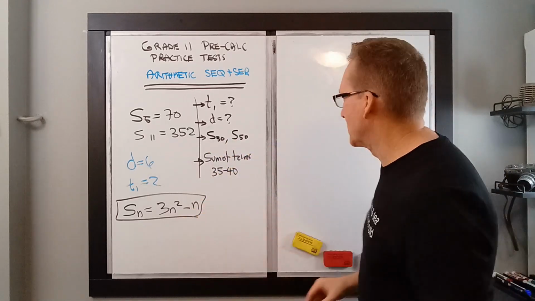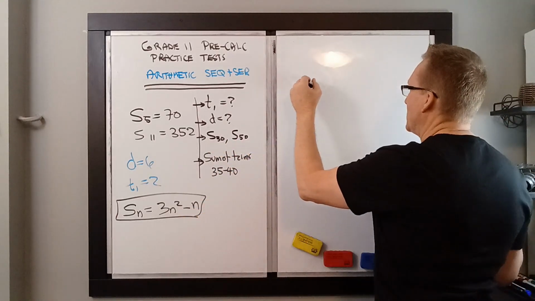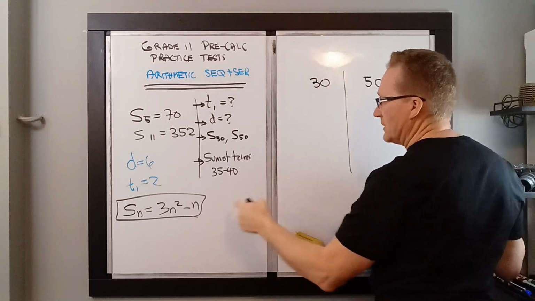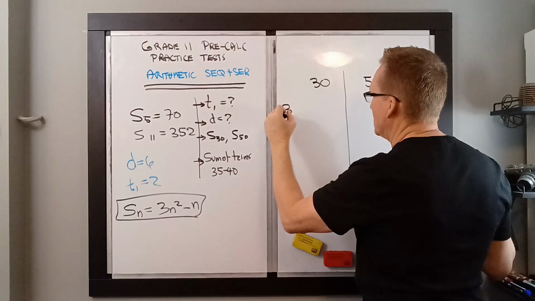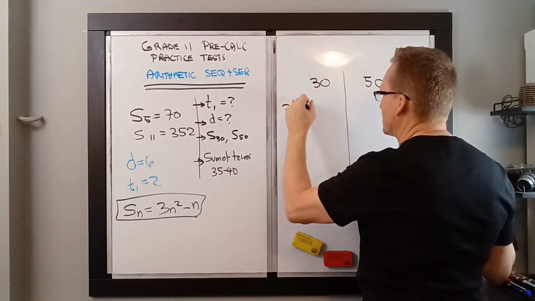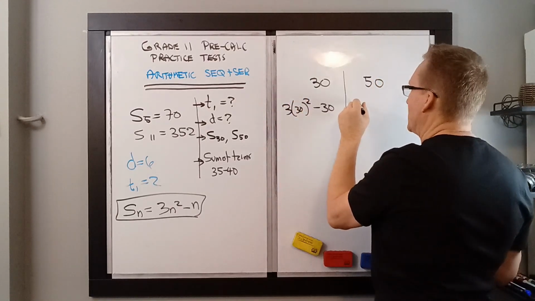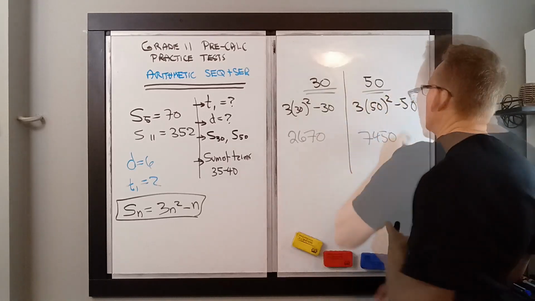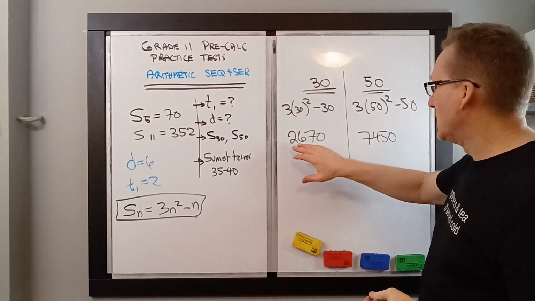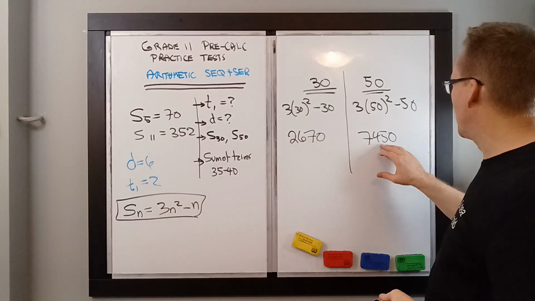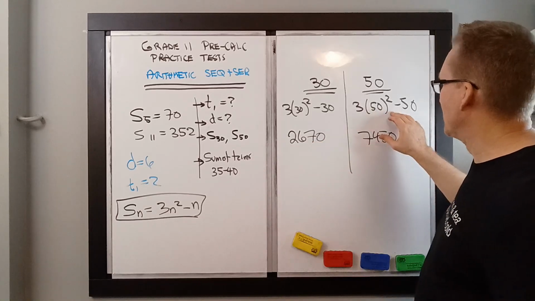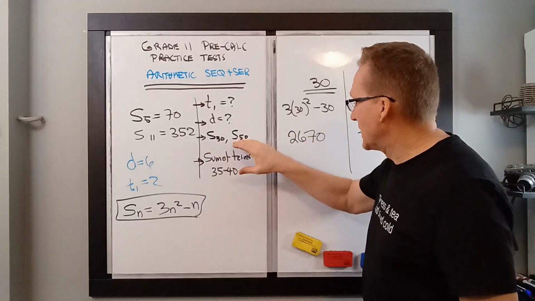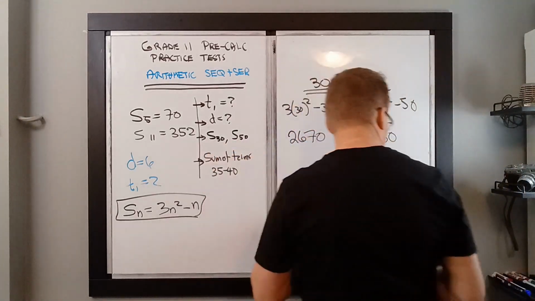It's just simply a matter of plugging them in there. I'm going to do that up here. Here would be the 30 and here would be 50. I'm going to do them sort of side by side. So plugging this in here would be 3 times 30 squared minus 30. And here would be 3 times 50 squared minus 50. Here I've just typed these into my calculator: 2670 for the sum up to 30 terms, and 7450 for the sum up to 50 terms, including 50 terms. So those are the answers over here. Can I just write them in really small here?